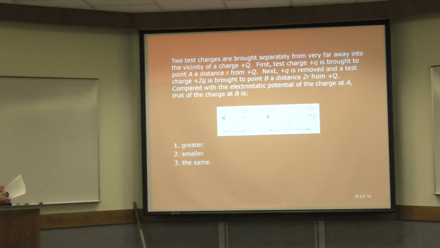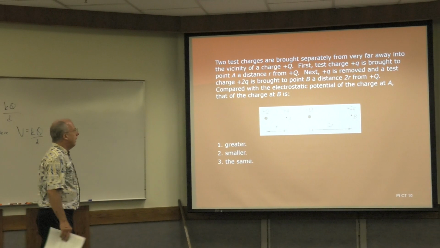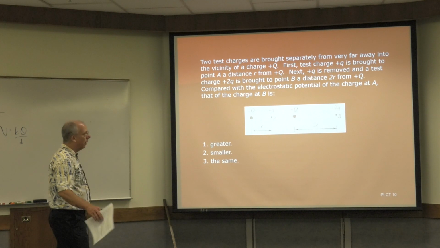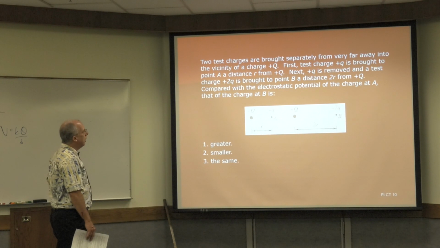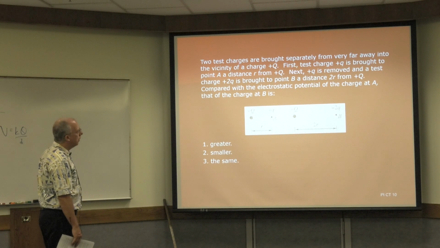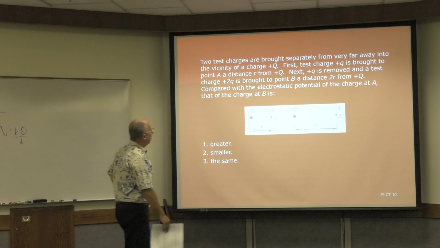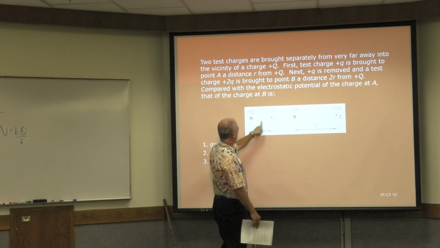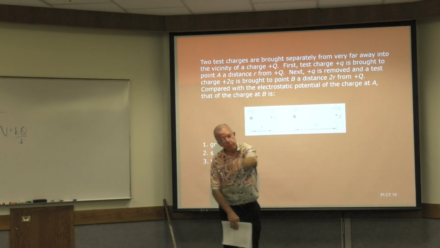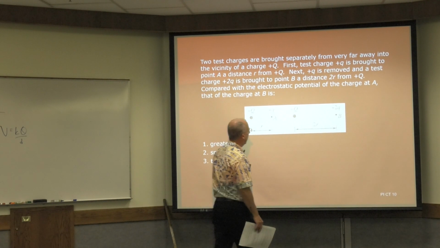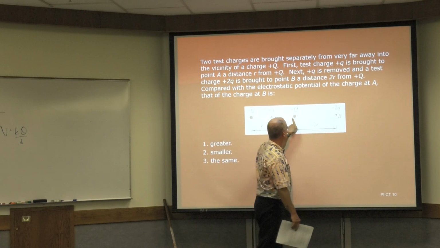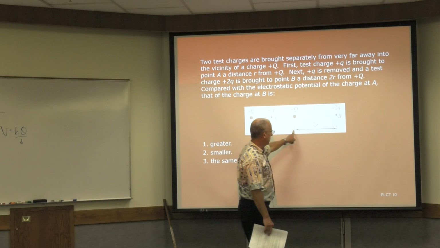Okay, so here's a nice question. Two test charges are brought separately from very far away, this sounds familiar, into the vicinity of the charge plus big Q. First, test charge plus little q is brought to point A, a distance R from this guy. Next, this is removed, and a test charge plus 2q is brought to a point B, but this is a distance 2R.